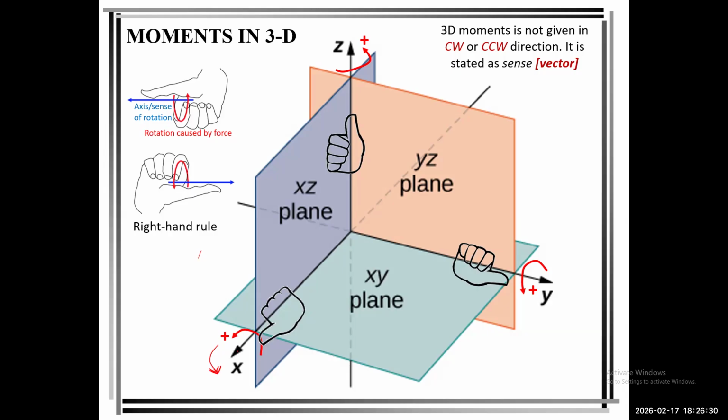Anybody? XZ? No, it's not perpendicular to it. That's not the right one. Come again. Why is it, sir? YZ, the orange one. The orange one is perpendicular because in effect what you really have is this.